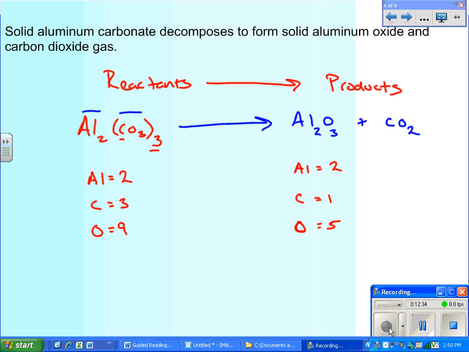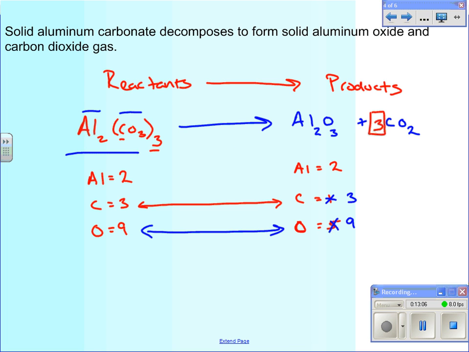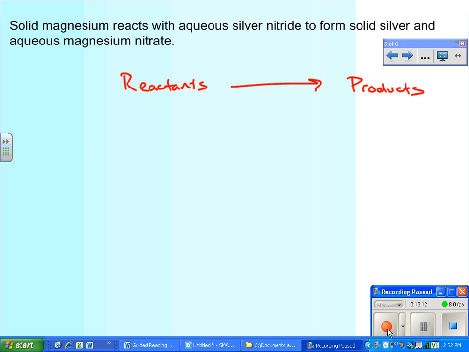So this is a little harder than the other ones, but one place we might want to start off and look to see what's not balanced is the carbon. We've got 3 carbons on one side, 1 on the other, so maybe if I put in a 3, that's going to change some things. It's going to change this 1 carbon to 3, and this oxygen we've got to be careful of. I'm going to have 6 plus that 3 to 9. So that one small change actually balanced the equation. So this is a balanced chemical equation for the decomposition of aluminum carbonate.